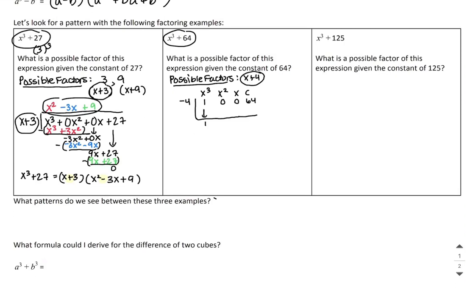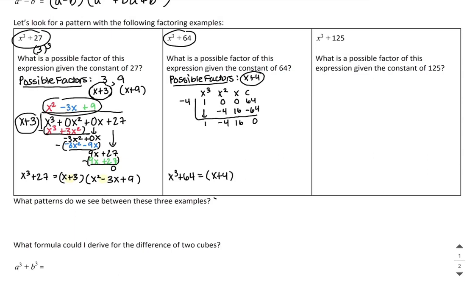Negative 4 times 1 is negative 4. Add these together, I get negative 4. Negative 4 times negative 4 is 16. Add these together, I get 16. Negative 4 times 16 is negative 64, and I get 0 as my remainder. Well, that means that x plus 4 is a factor. So I know that x cubed plus 64 breaks down into x plus 4 times my answer here.